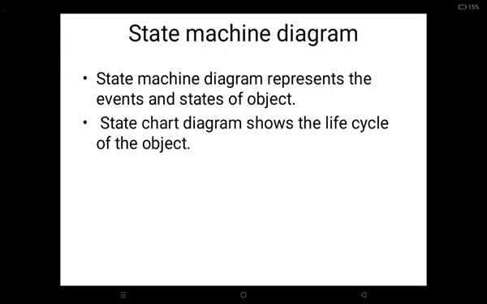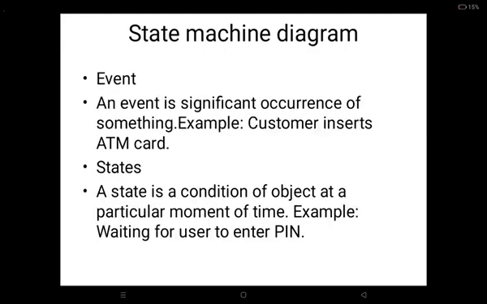The main purpose of the state machine diagram is to show the life cycle of the object, that is, the state of the object. Okay, it is one of the examples of a behavioral UML diagram. So the event is nothing but the action. The customer inserts an ATM card. This is an example of an event.